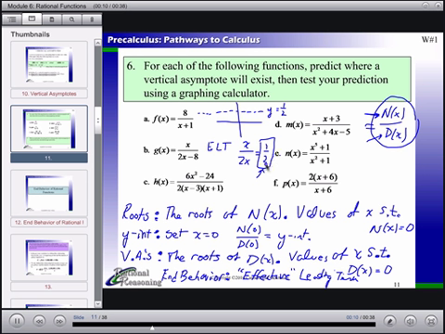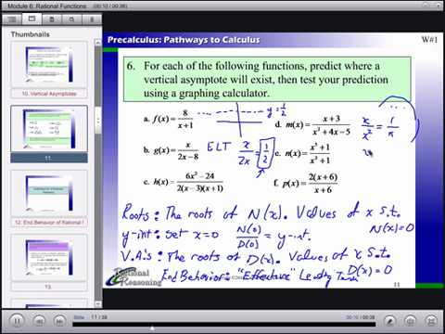Okay, what's the effective leading term for m of x here? How would you find it? x over x squared. The effective leading term is x over x squared, which, simplified, is one over x.